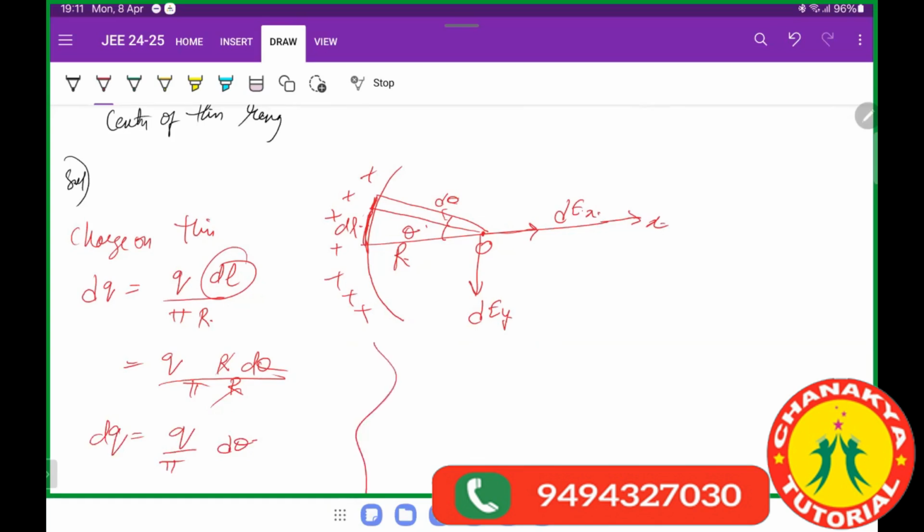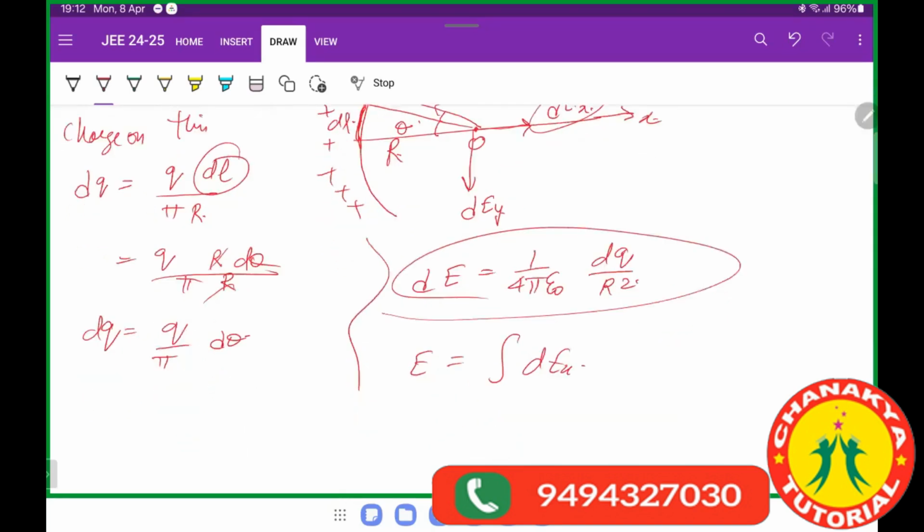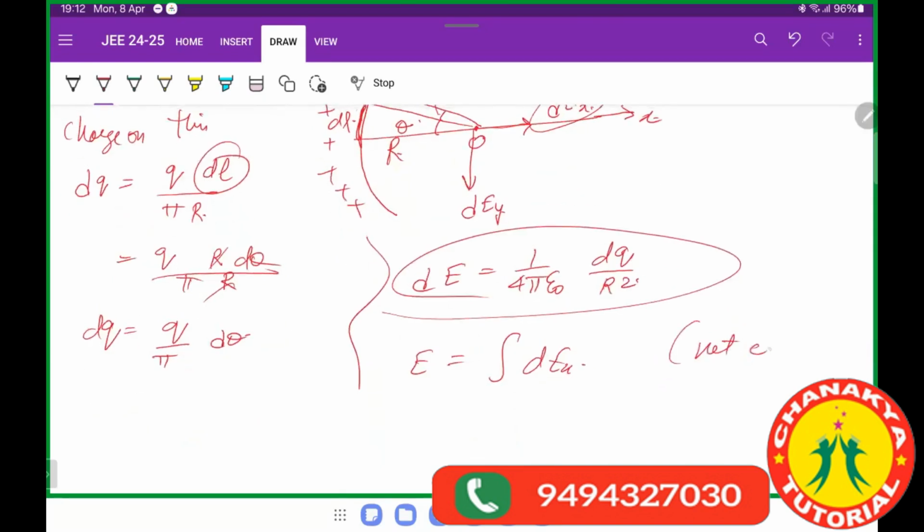This is not over yet. Why are we doing this? To find the electric field. dE equals 1 by 4 pi epsilon naught dq by r square. The formula is q by r square, but here it is a small electric field, so it is the differential form of it. If we take the sum of all these small dE in the x direction, it will give you total E equals integral of dEx. This is called the net electric field. For understanding we are writing. That's it. We'll substitute everything here.